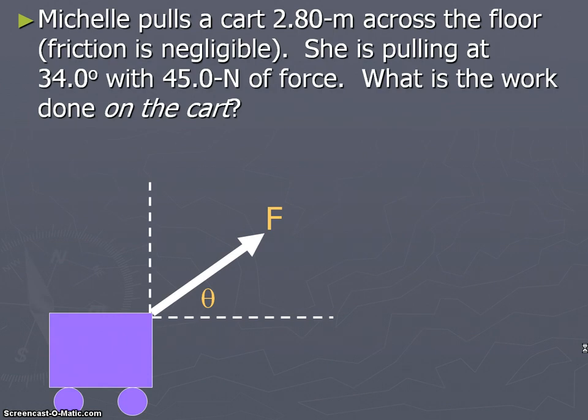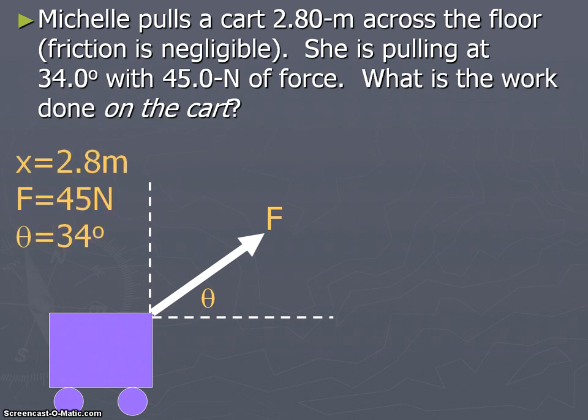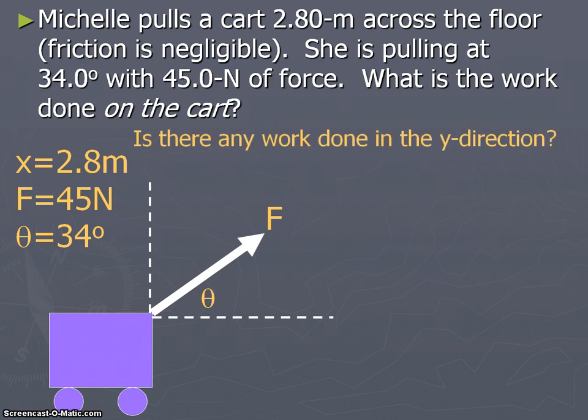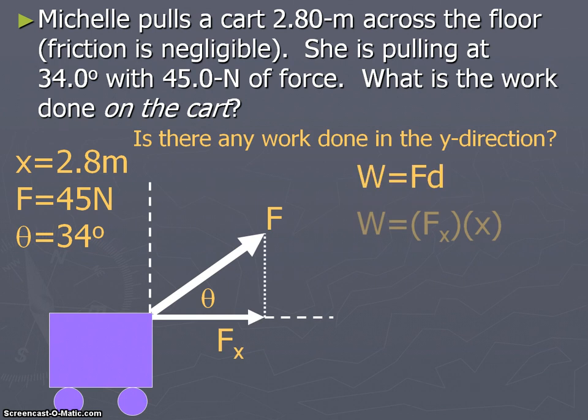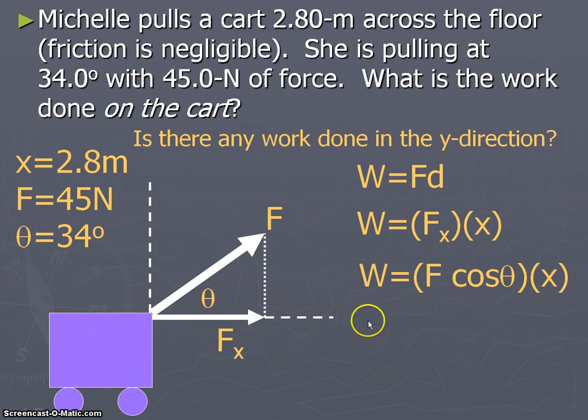So let's actually do a situation. Somebody's pulling a cart at a 34 degree angle. What is the work done on the cart? Is there any work done in the y direction? No, there isn't. What about the x direction? Well, the cart's moving in the x direction, and there is a component of force in the x direction. So we would use work is equal to F cos theta times the displacement, how far you've moved in the x direction, which is given in the problem. That gives 104 joules. It's really not too hard.